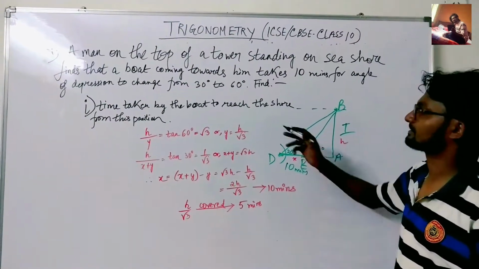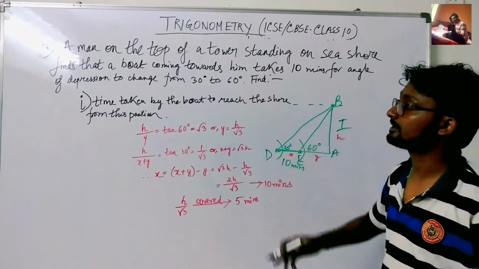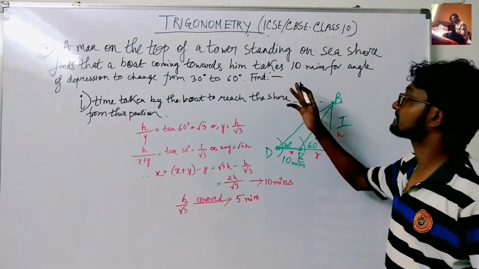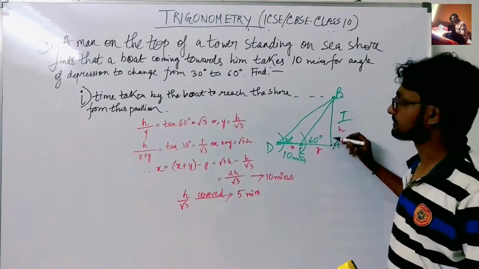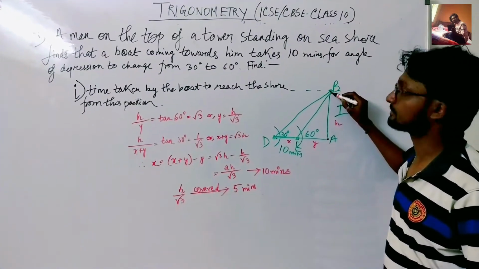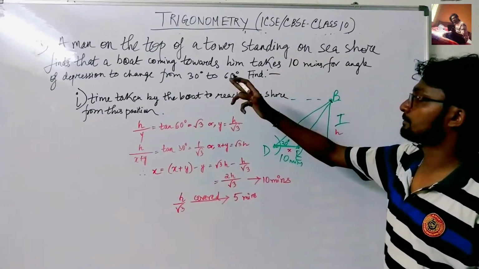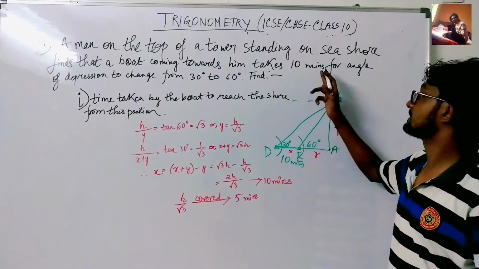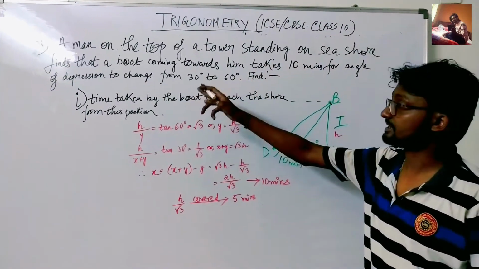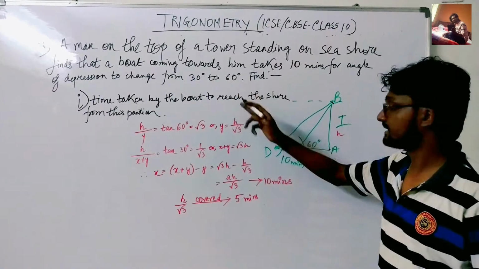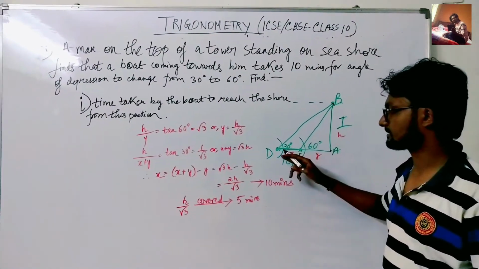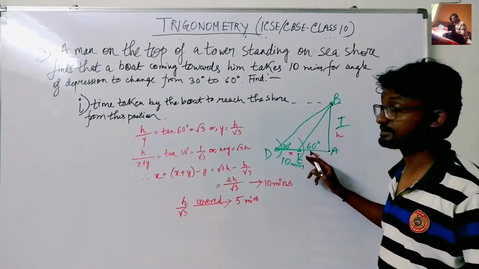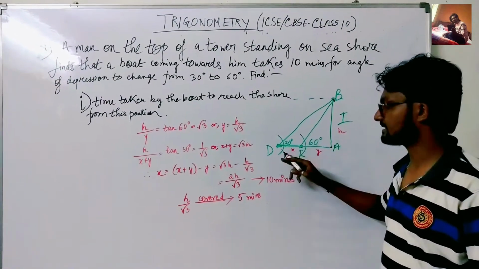Going with the sum, I will read it once more. A man on the top of a tower standing on seashore, that is, if this is a seashore and this is the tower, the man is standing over here, finds that a boat coming towards him takes 10 minutes for the angle of depression to change from 30 degree to 60 degree. So the man is seeing from here till here, the 30 degree angle is changing to 60 degree. So here is the change happening.